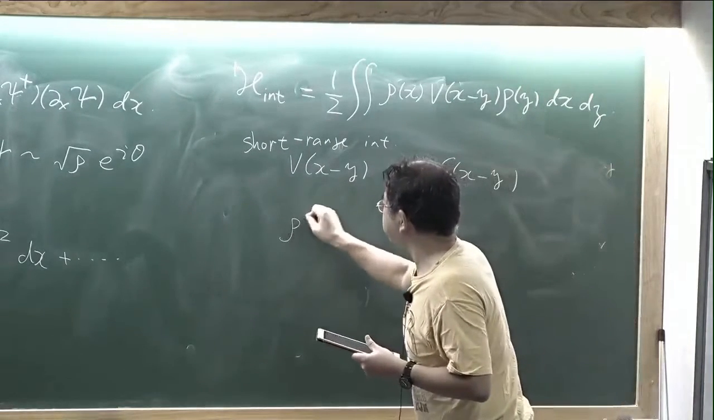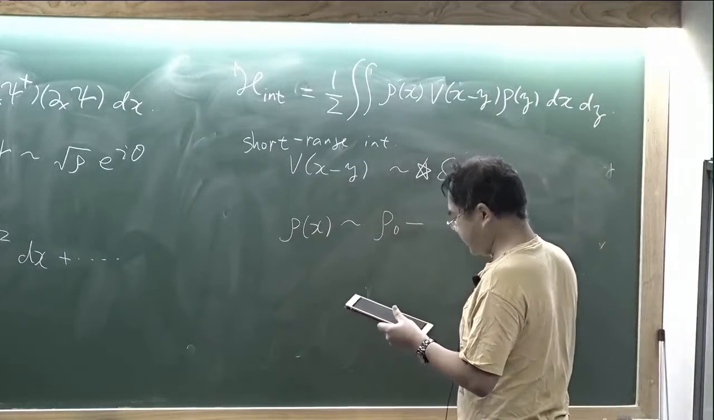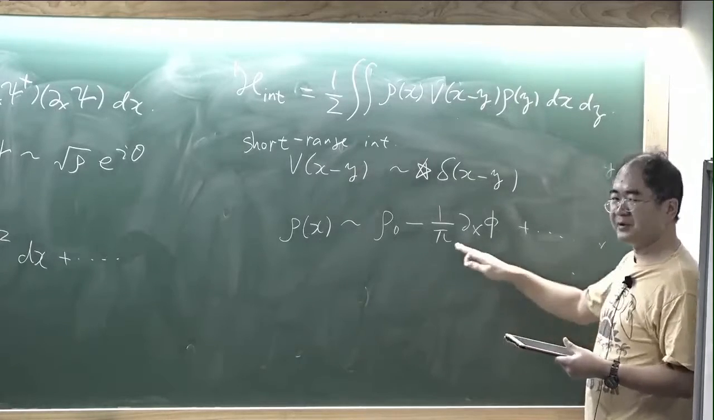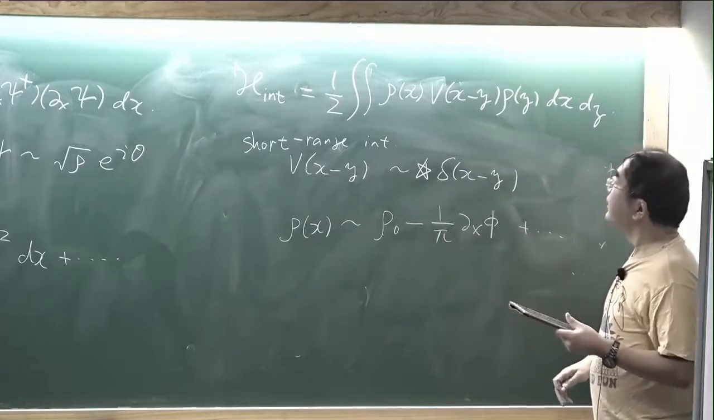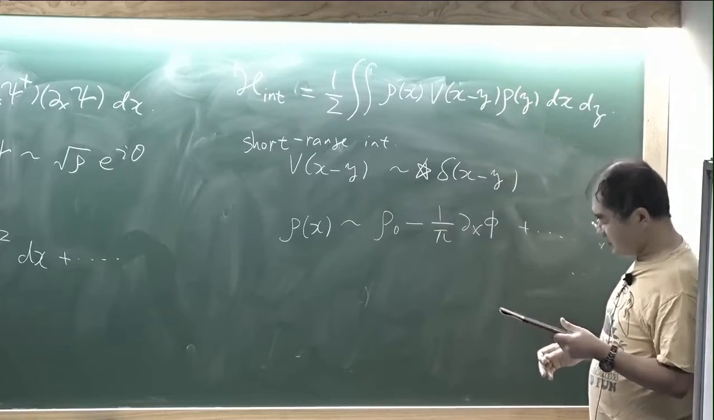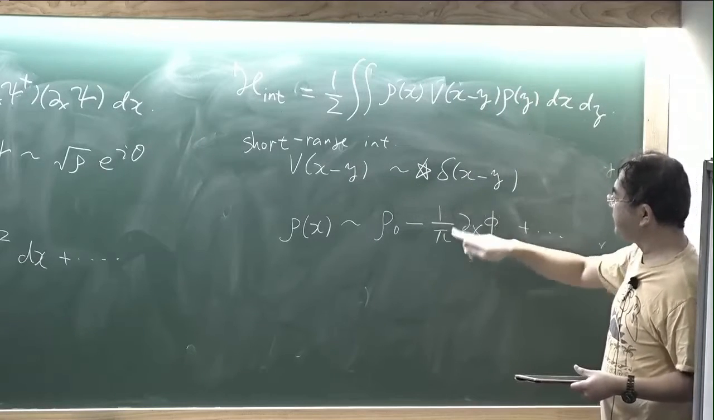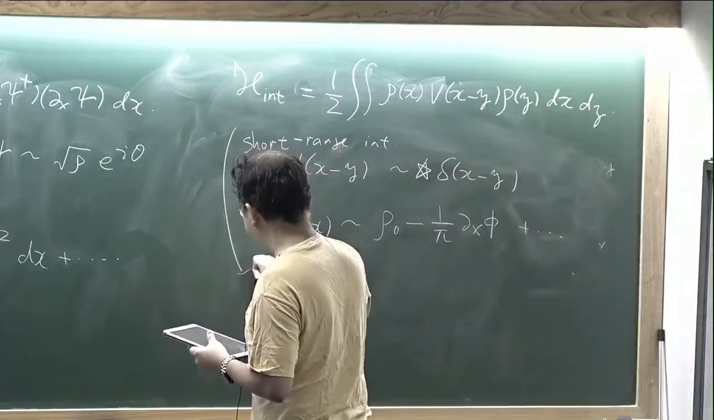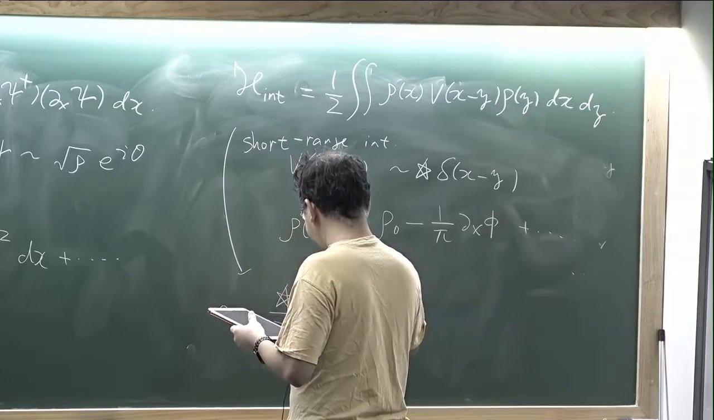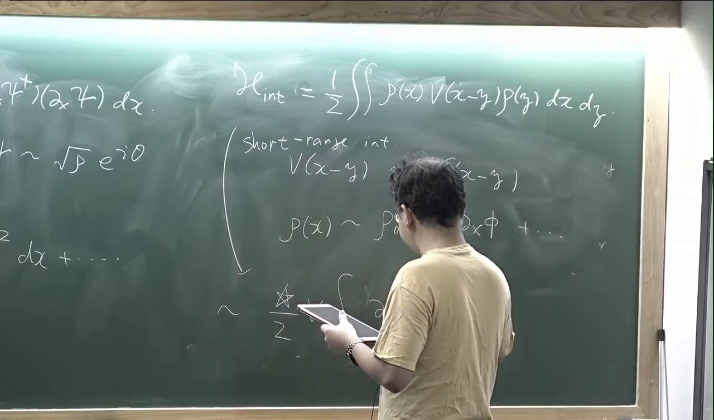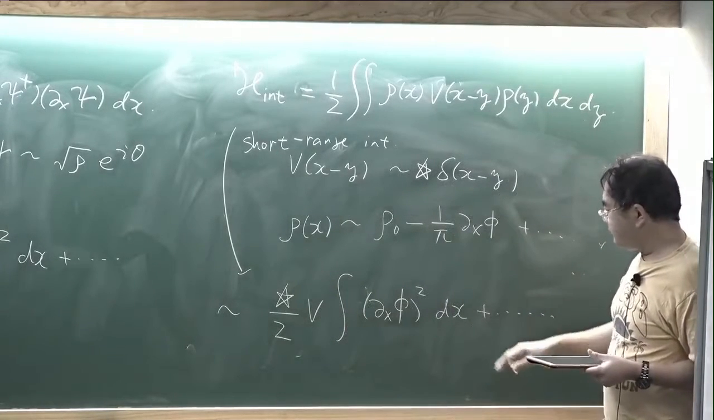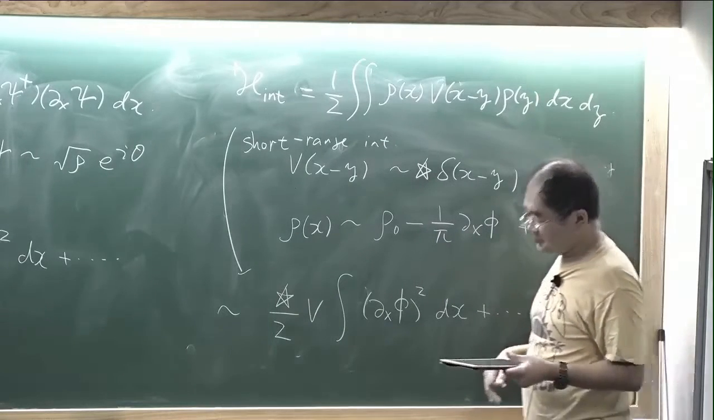And also, we had the expression that the rho x was rho 0 minus 1 over pi times dx phi. And there are higher order terms, but here let me focus on this term. Then if you plug in and do the integration, then apart from the constant part, the leading order is given by, again, the square of this term. Yeah, again, we have a lot of additional terms.